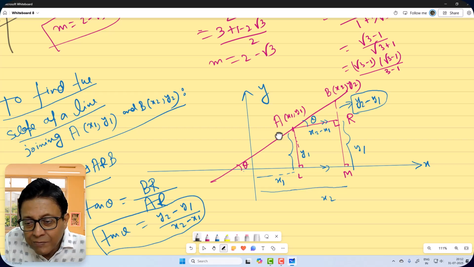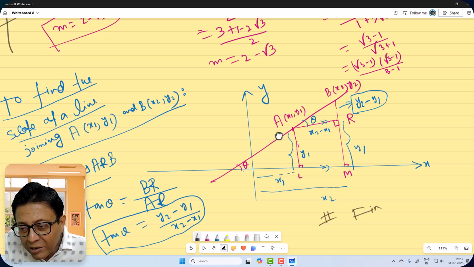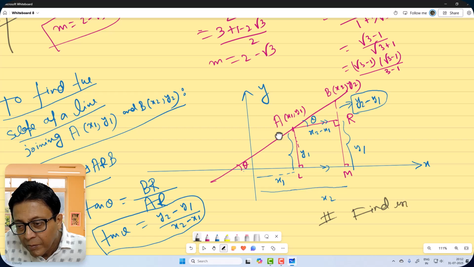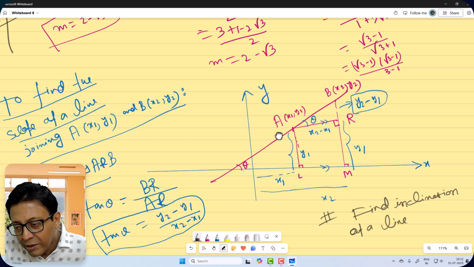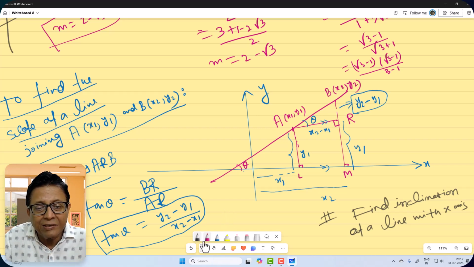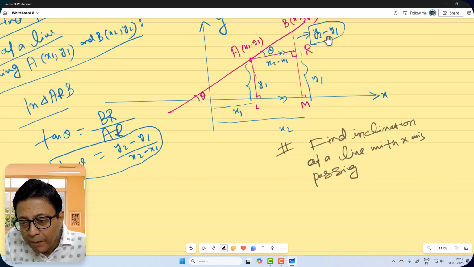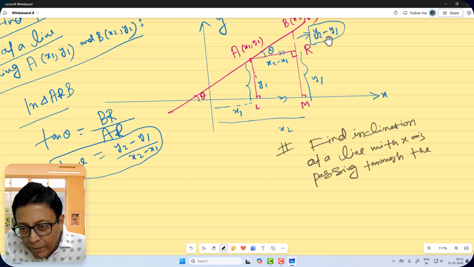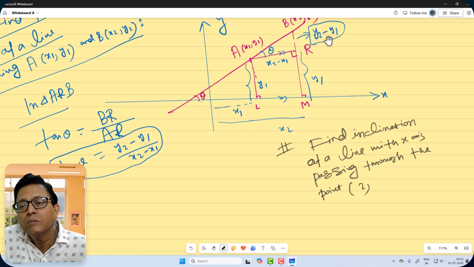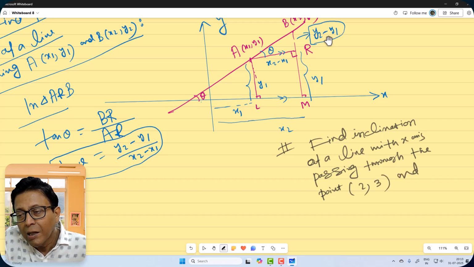So let us write a sum here. Find the inclination of a line with x-axis passing through the points (2, 3) and (4, 6).